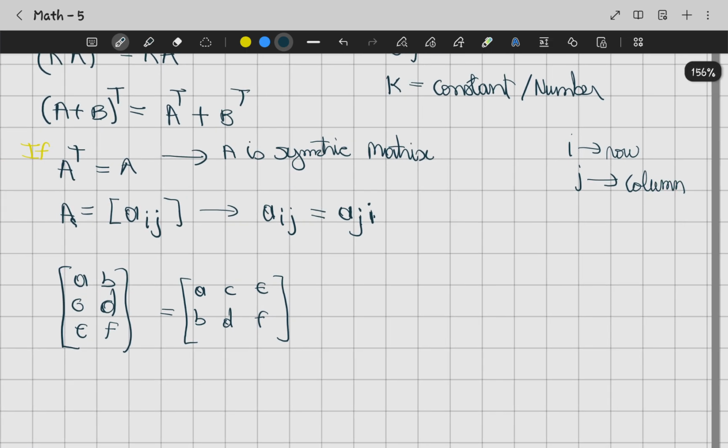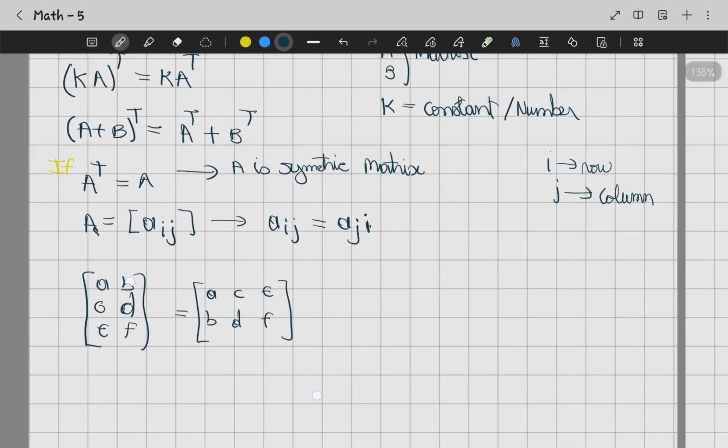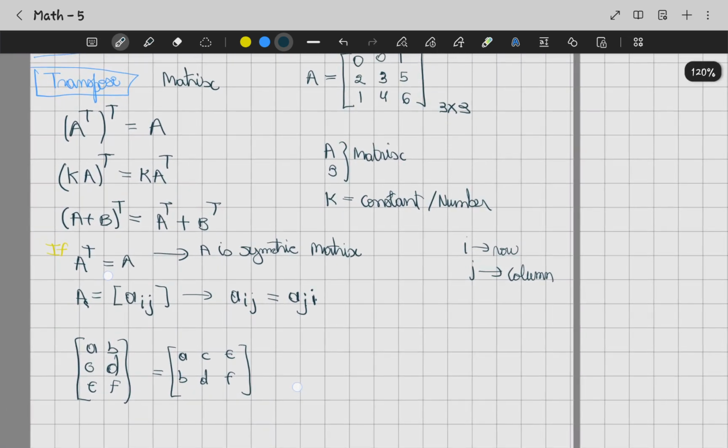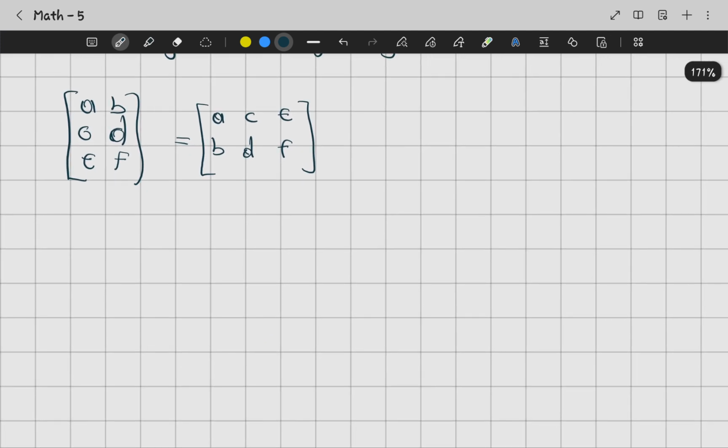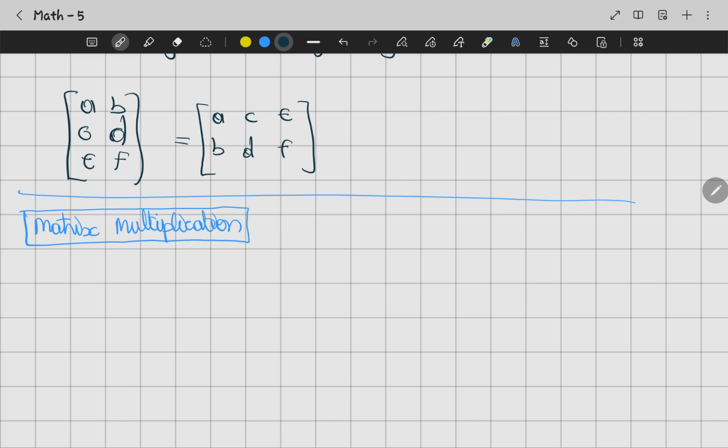Okay, and then there is one other rule, for multiplication. The rule for multiplication is as follows. This is also very important for you to know. Let's say matrix C equals matrix A times B. Remember, you should know that C, A, B are matrices.